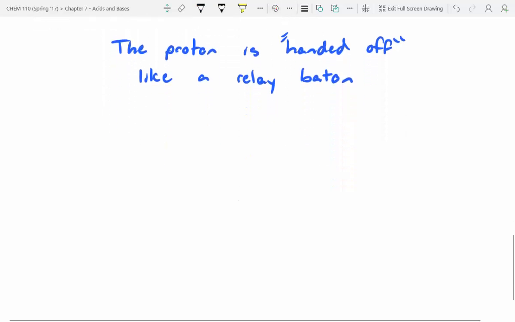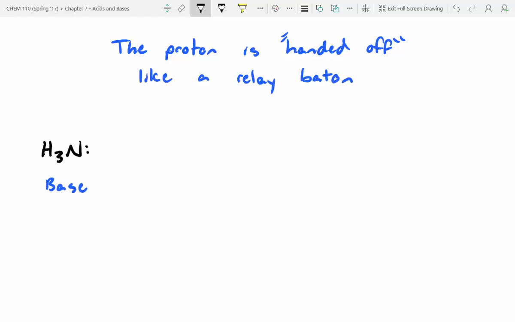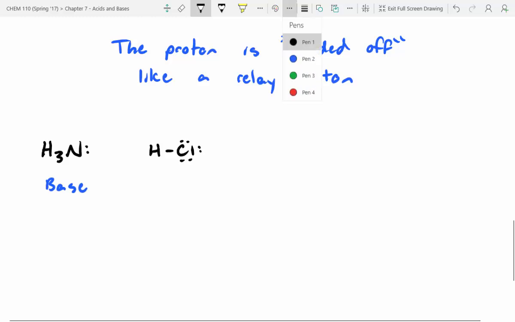All right, so the proton is handed off between our acid and our base. So let's take a look at some common acids and bases, and I'll show you guys how organic chemists like to show this. So this is ammonia. Is ammonia an acid or a base again? It's a base. And let's pick an acid. Does anybody have an acid they want me to use? HCl. HCl is easy to draw, so I'll go with that one. So this is our acid.